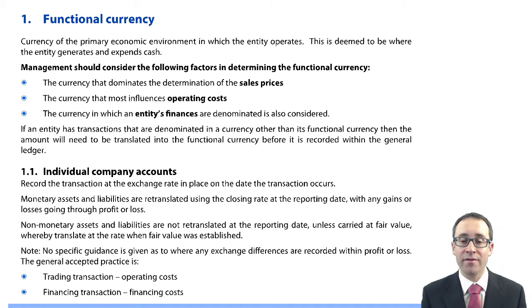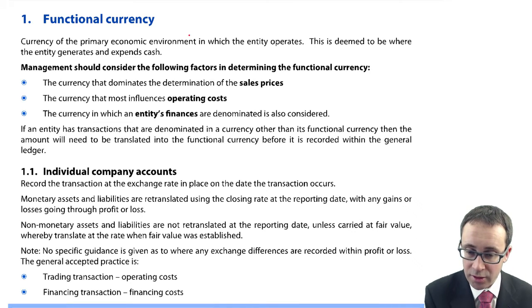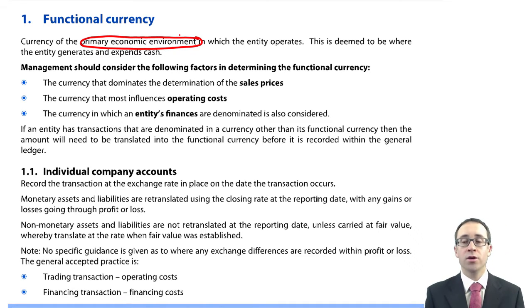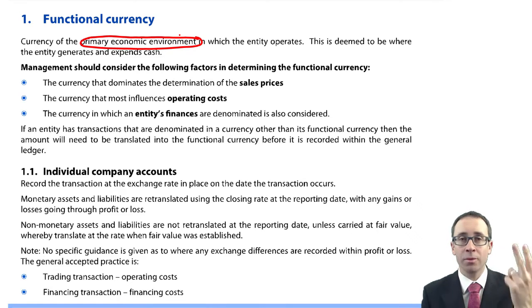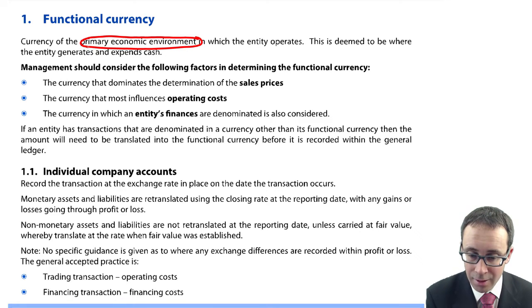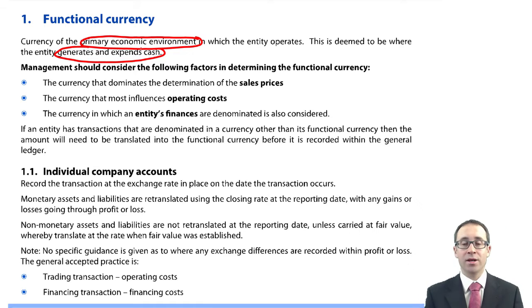By definition, the functional currency is the currency of the primary economic environment where you operate. So it's where you P, the primary economic environment. That's what you need to learn first of all. It's the currency of the primary economic environment, where you PEE. How that is then determined is by looking at where you generate and expend your cash, because that's where your primary economic environment is, isn't it? It's where you generate your revenue and where you incur your costs.